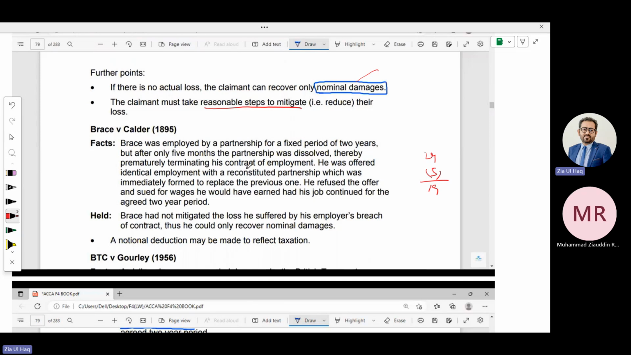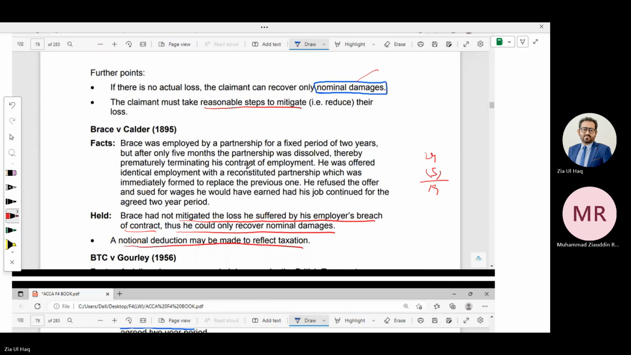The court decided Brace had not mitigated the loss he suffered by his employment breach of contract. Thus, he could only recover nominal damages, not the complete 19 months of pay as damages. A notional deduction may be made to reflect taxation.